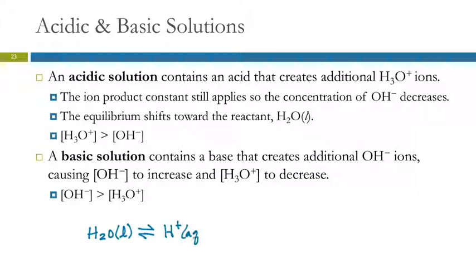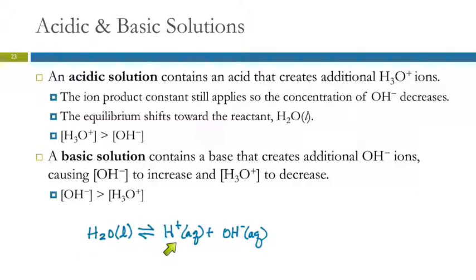So if we write out this autoionization of water, if I add an acid to this solution, the acid is going to produce hydrogen ions. So I'm adding hydrogen ions here. What does that do to this equilibrium? It causes it to shift to the left. The added hydrogen ions are going to react with some of the hydroxide ions to reform water.